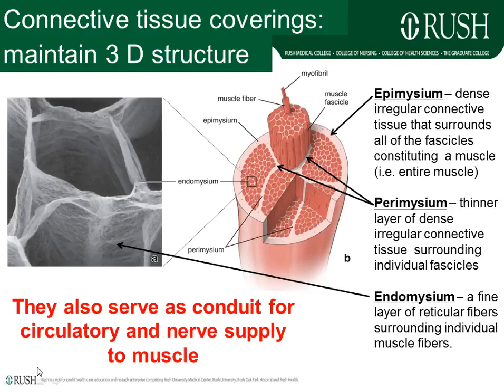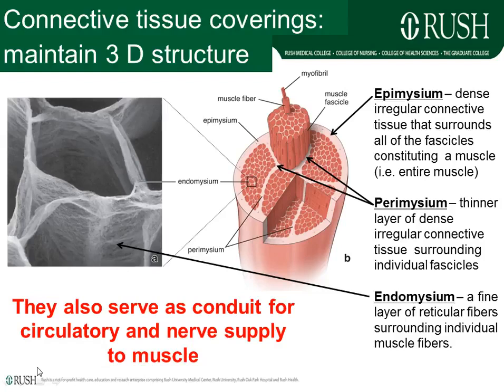Now let's take a quick look at those connective tissue coverings. So on the very outside of an anatomical muscle is a dense irregular connective tissue layer called the epimysium that surrounds the entire muscle and bundles all of the fascicles together. Inside of that, the muscle fascicles are bundled into their little groups by another thinner layer of that dense irregular connective tissue called the perimysium.